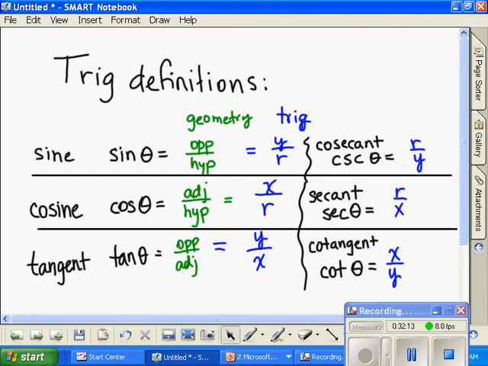Cosine already has the prefix co, so it's going to go with plain old secant. And then, like I said before, tangent and cotangent work out nice. Make sure that you can commit those to memory as well, because we are going to be working with our trig definitions so much that you really will know those, I hope, better than you know your name. Questions so far?